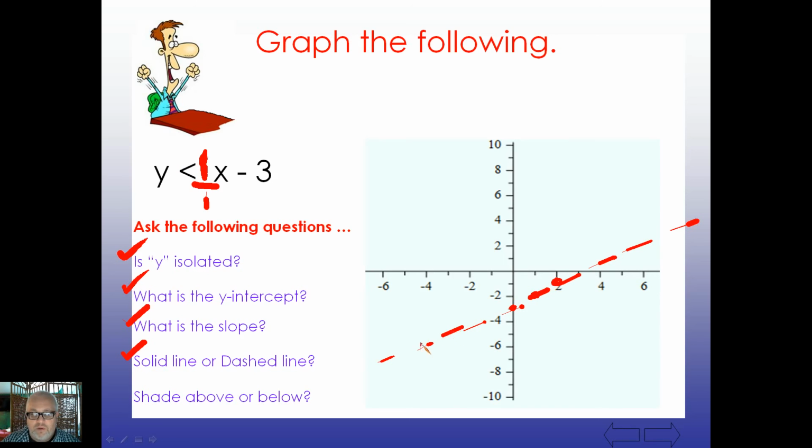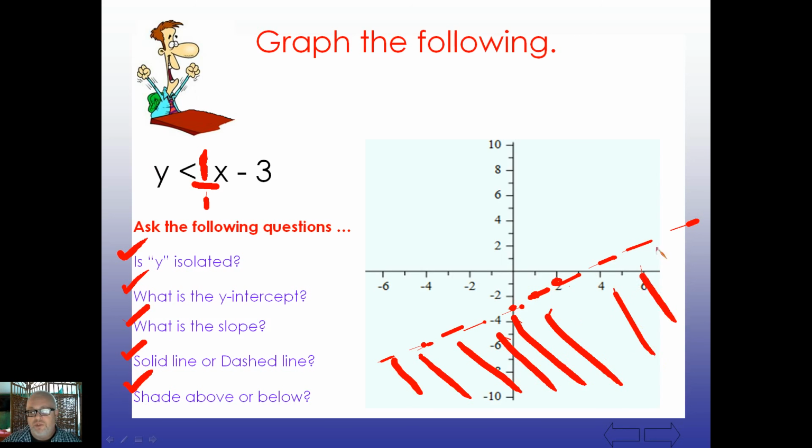Okay, there we go. And finally, do we shade above or below? Well, y is less than this function, so it's where the y values are decreasing, so we simply shade below the graph. That's it. Nothing to it.